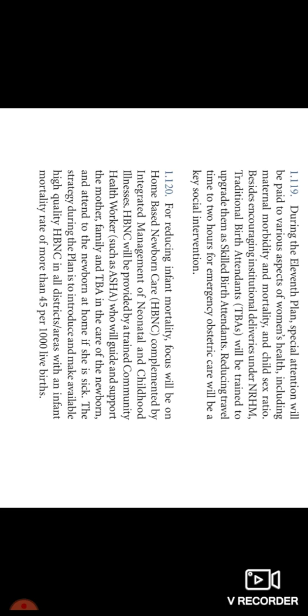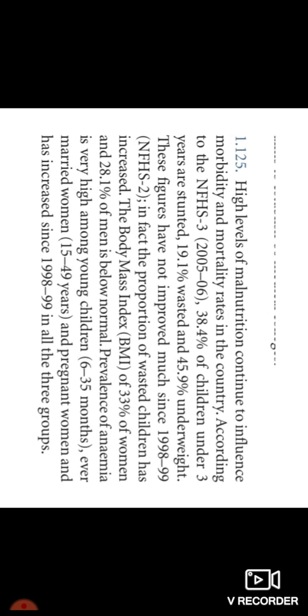And another one, this plan is focused on reducing infant mortality and home-based newborn care. Who provides home-based newborn care? ASHA workers and TBAs. So the strategy during this plan is to introduce and make available high quality home-based newborn care in all districts and reduce the mortality rate to 44 per 1000 live births.